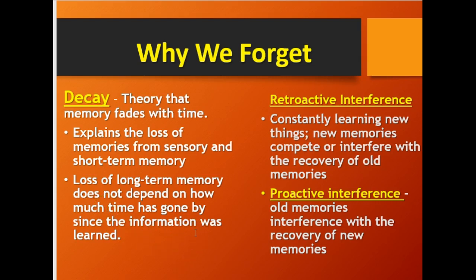Loss of long-term memory does not depend on how much time has gone by since the information was learned. Retroactive interference is another reason theorists say we forget. When we are constantly learning new things, these new memories compete or interfere with the recovery of old memories, because we just can't recall a lot of the old things since we have learned a lot of new things.